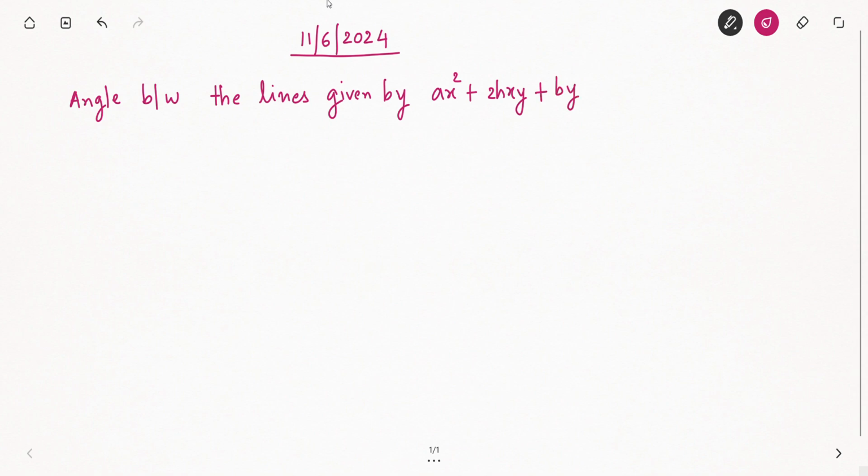Okay, so this is a pair of straight lines. This is the equation of a pair of straight lines, and we want to find the angle between the lines denoted by this particular pair. So I think you might be remembering that this is nothing but tan theta is equal to twice the root under h square minus ab upon a plus b.